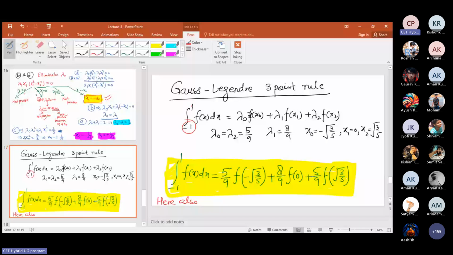So here also, if the limit is a to b, then we can transform, वही वाला पहले वाला ट्रांसफॉर्मेशन यूज कर सकते हैं, transform it to -1 to 1. तो हम इसको -1 से 1 के बीच में ट्रांसफॉर्म कर सकते हैं और जो फॉर्मूला है उसको हम अप्लाई कर सकते हैं. So the formula which is given to us we can apply. ओके, so this is referred to as Gauss-Legendre 3-point method.